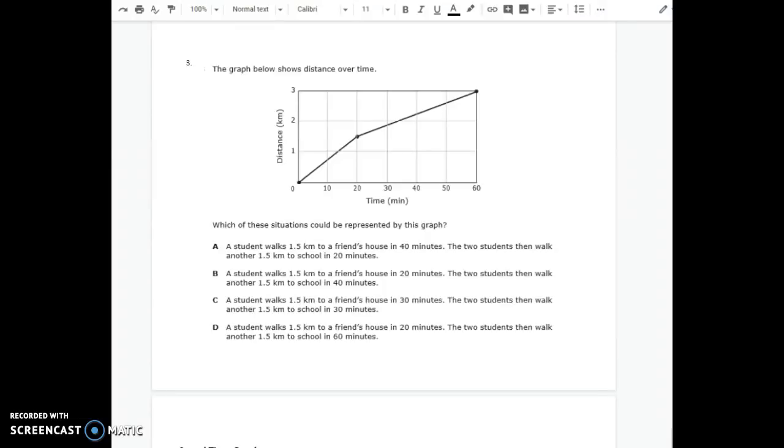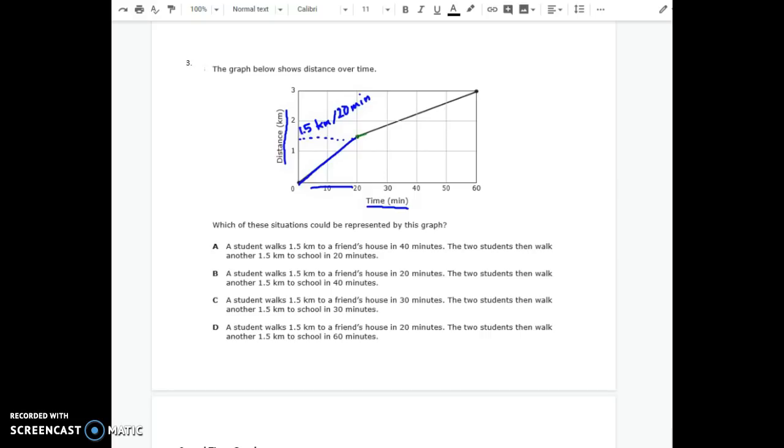Okay, anytime you have a question that has a graph, the first thing you want to do is dump on the graph and look at the graph before you even read the question. This is a graph that has distance in kilometers on the y-axis, time in minutes on the x-axis, from point 0, the start, to the first marked point. It took 20 minutes and the distance was 1.5 kilometers.